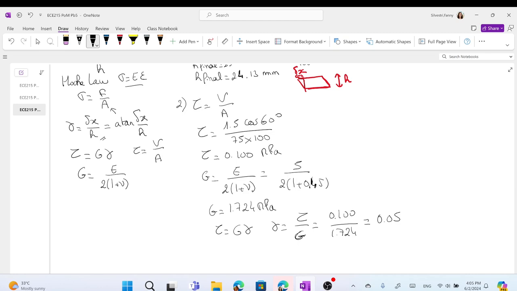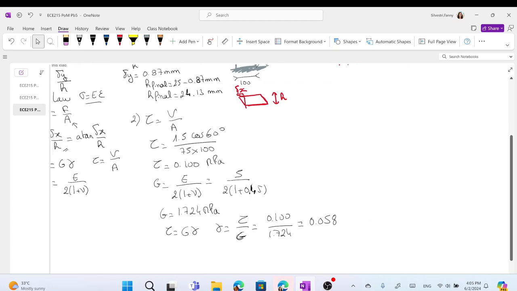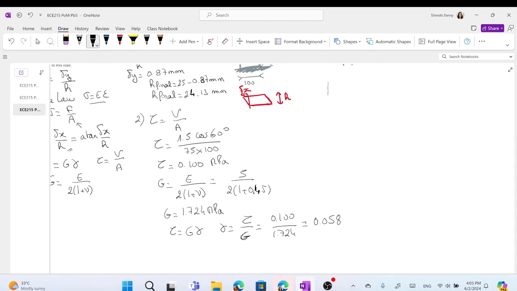Is it this one? I just want to make sure. I don't think that's this one. Let me do it again: 0.100 divided by 1.724. Yes, that is this one, 0.058.